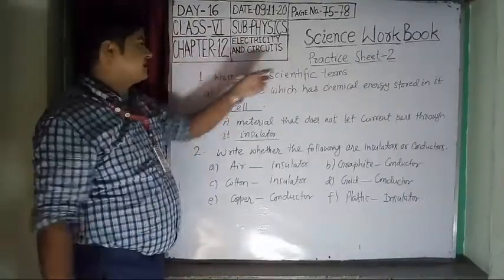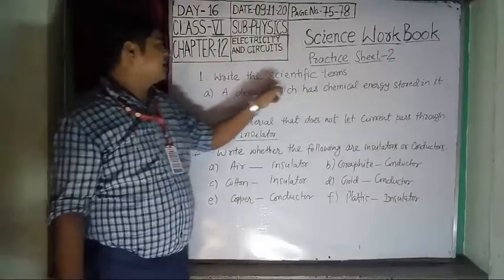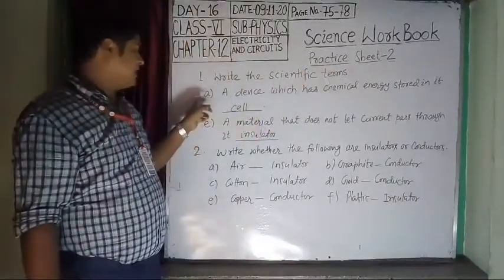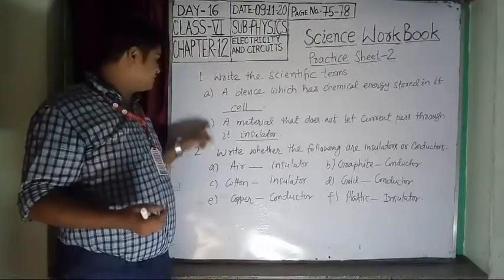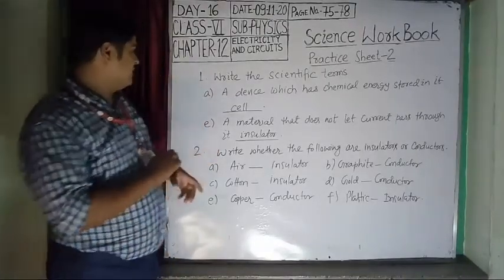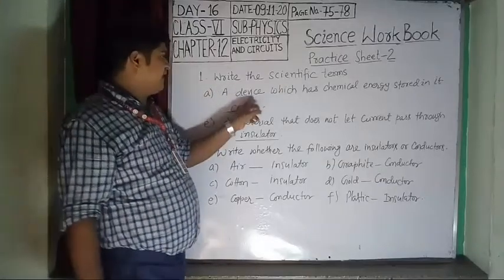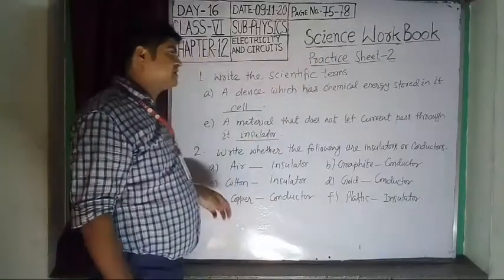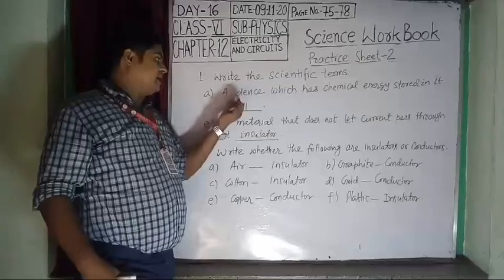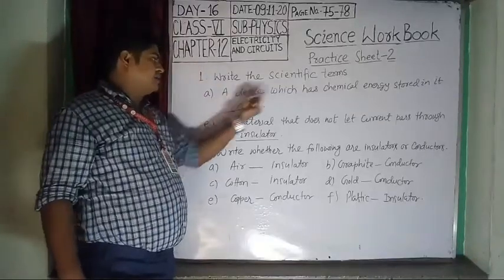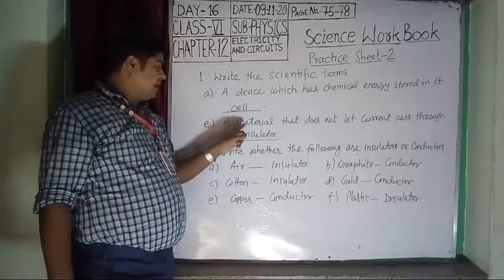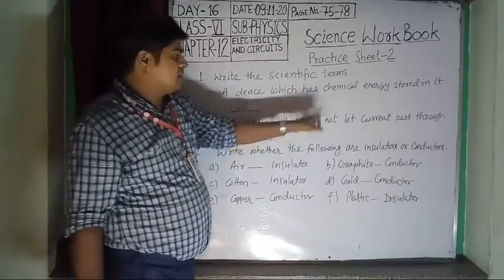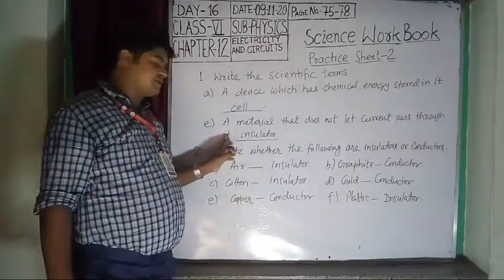Students, see practice sheet 2, question number 1. Write the scientific terms. Here I have solved question A and E. You will solve question B, C, D by yourself. Question A: a device which has chemical energy stored in it. You will write one word for this sentence. Answer is cell.